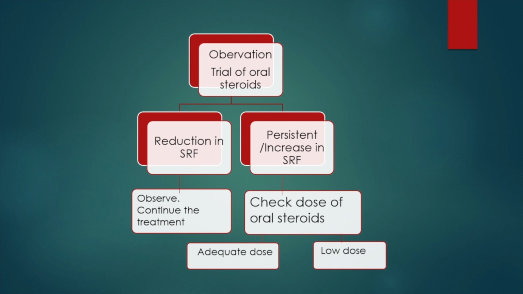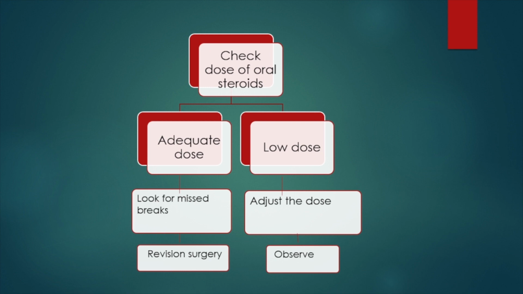Now, in spite of giving oral steroids, if there is an increase, first we need to check the dose of the oral steroids, whether an adequate dose or a low dose has been given. If the patient is given an adequate dose and there is increase in the subretinal fluid, we should suspect any missed breaks and go for revision surgery. If the patient is given a low dose, we should adjust the dose and then again observe. If the subretinal fluid resolves with increasing the dose of the steroids, that means it is an inflammatory component again. And if it does not, we should suspect a rhegmatogenous component and take up the patient for revision surgery.